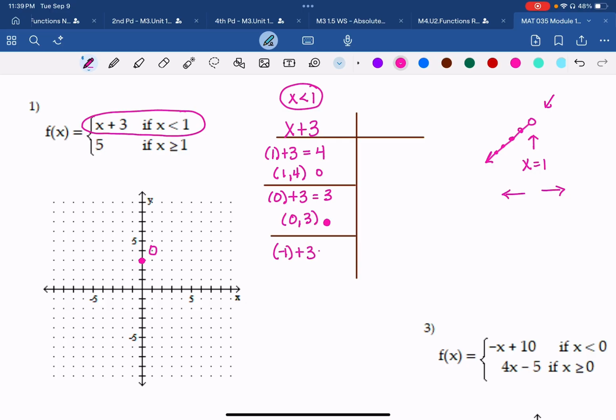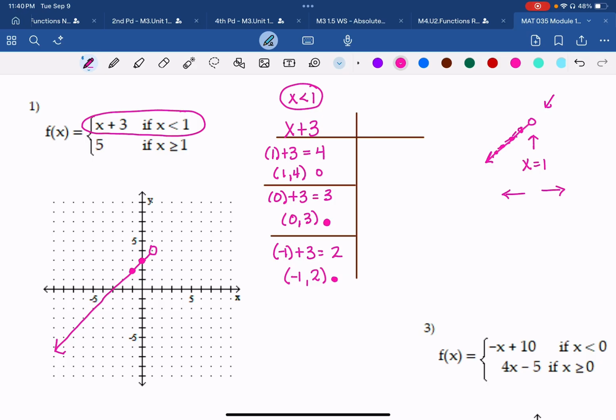-1 plus 3. Okay, well, that's going to give me 2. So that means that the point -1, 2 would also be there. Again, that's one of these points on my graph. So -1, 2 would also be there. And I could keep picking points all day long as they're on this side of -1, and it would continue going.